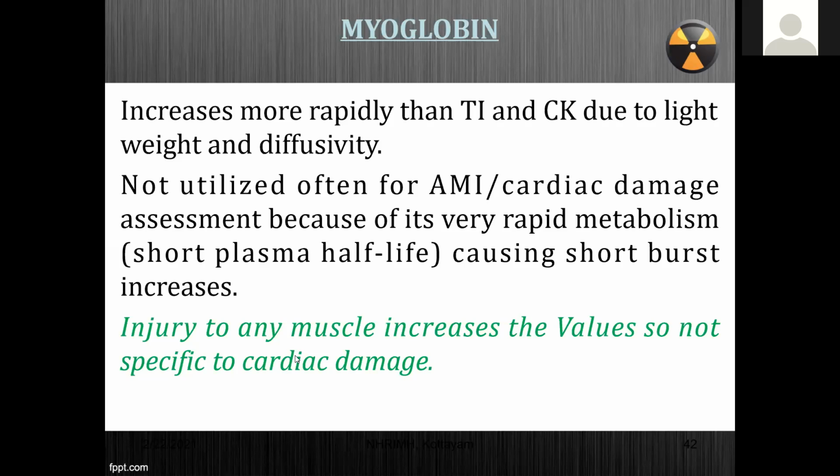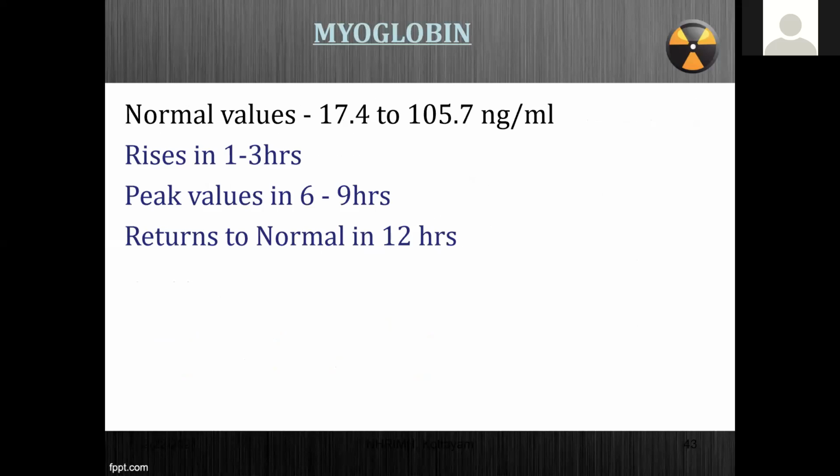It is not utilized often for AMI or cardiac damage assessment, because every skeletal muscle has this myoglobin, and moreover it is not specific for AMI. It is useful only within the first few hours, and it has a short half-life. It is easily metabolized, so it sharply peaks and sharply falls. Normal values for myoglobin are 17.4 to 105.7 ng per ml. It rises in the first 1 to 3 hours, peaks in 6 to 9 hours, and returns to normal in 12 hours. Within the first half day, myoglobin will come to normal.